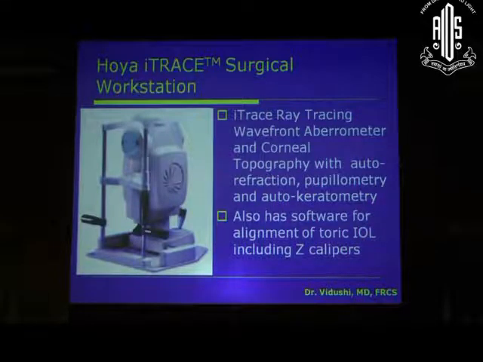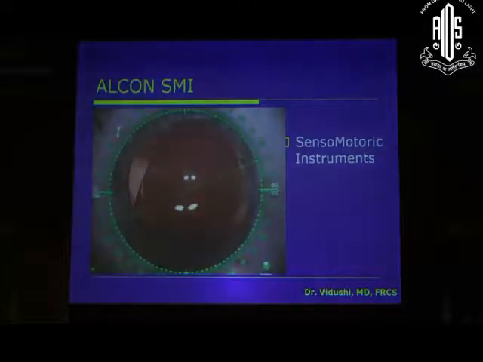This is a ray tracing wavefront aberrometer. The company claims it is a good aberrometer because of the ray tracing principle, and it combines aberrometry with corneal topography, autorefraction, pupillometry and autokeratometry. It also has software, as already mentioned, and these Aldiver calipers for aligning the toric IOLs. This machine also gives you the angle kappa, angle alpha values, etc. So it actually tells you whether a multifocal IOL is a good option in this patient or not.